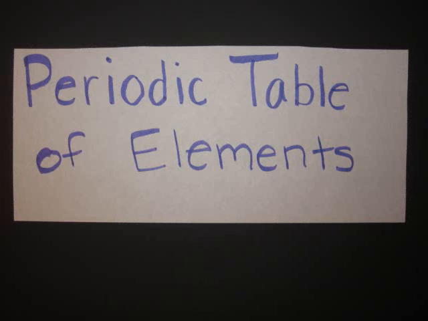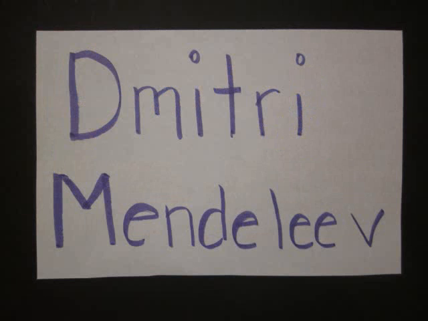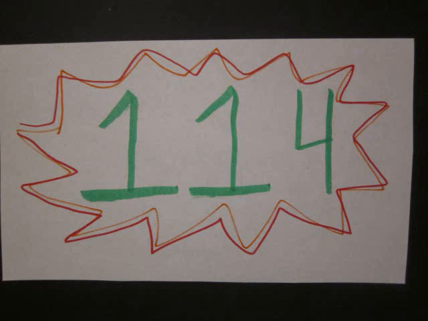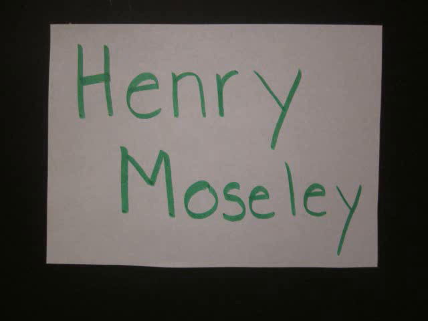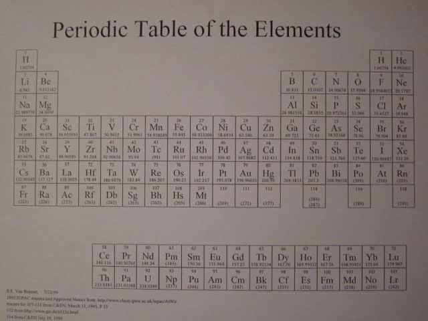The periodic table is used in almost every science class today. It was created by Dmitri Mendeleev in the 1800s. He arranged the elements in order of increasing mass and by changes in physical and chemical properties. There are currently 114 known elements, with spaces left empty for elements that have not yet been discovered. Henry Moseley arranged the elements by increasing atomic number, which is how they are arranged today.